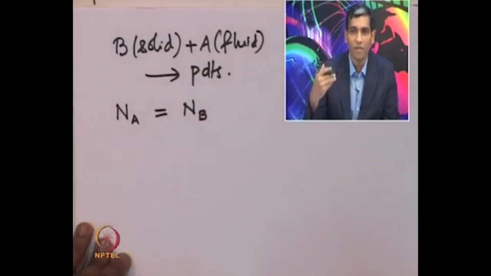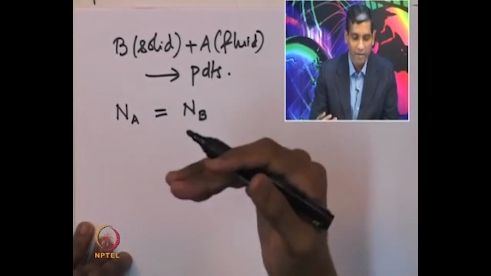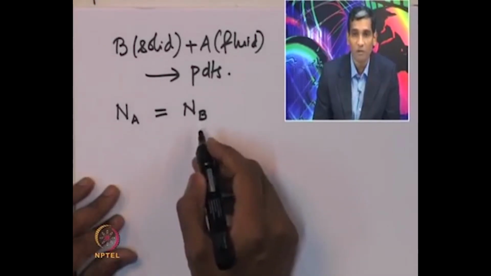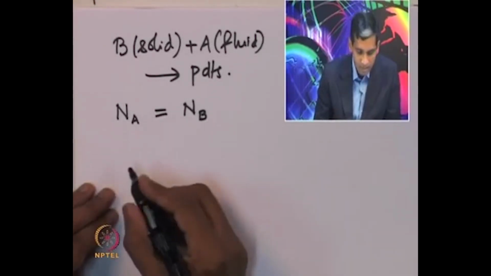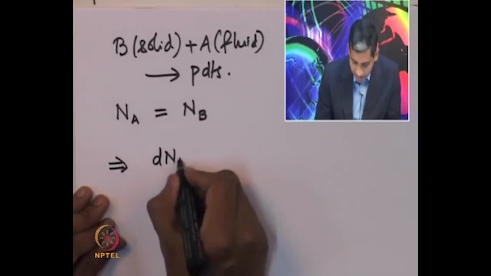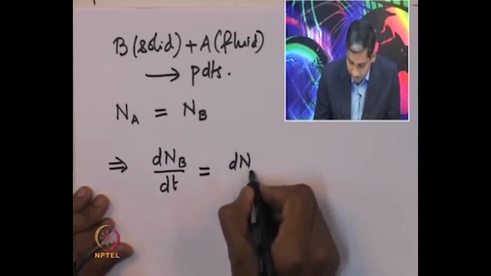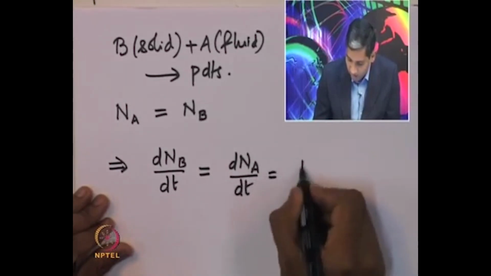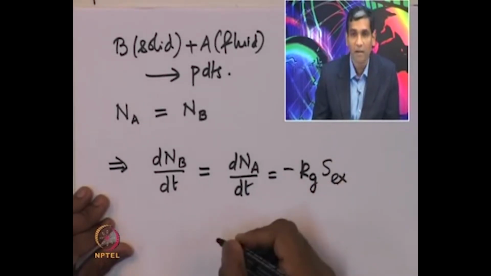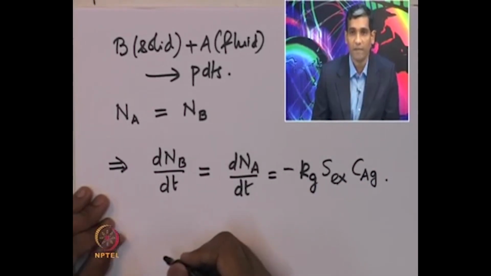And this is the case when the diffusion in the gas film is actually controlling the overall reaction. Therefore, if Na is equal to Nb, which is the number of moles of the solid being consumed in the reaction, we can rewrite the mole balance as dNb by dt equal to dNa by dt, and that is equal to minus kg, which is the mass transport coefficient, into the external surface area multiplied by the concentration of the species A in the gas phase.